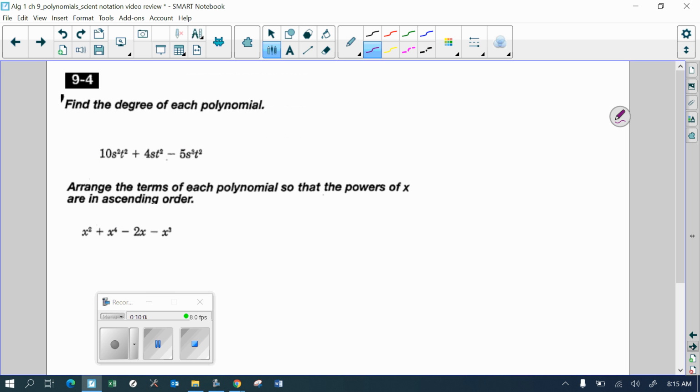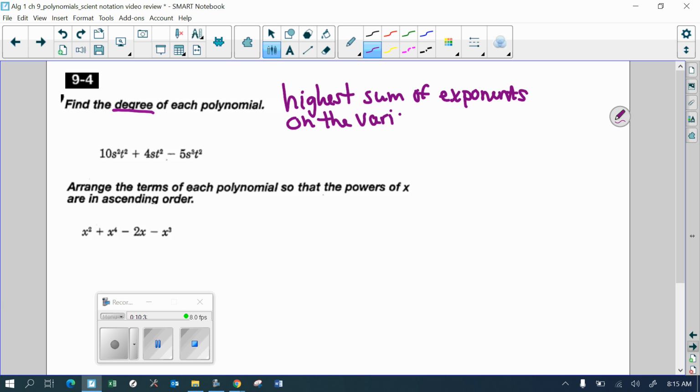Okay. Find the degree of each polynomial. Degree means the highest sum of exponents on the variables in any one term.